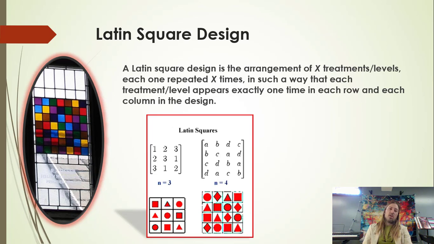Let me show you what I mean here. Note the stained glass to the side here, which was put in a church, I believe, in England to commemorate the beauty of the Latin square design. That's how awesome dorks can be.